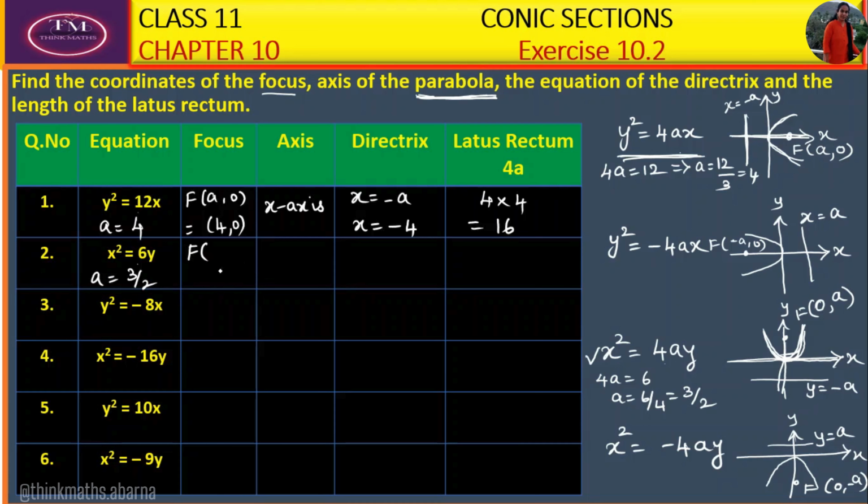Now what is the focus for this type of parabola? The focus is 0 comma a, which is equal to 0 comma 3 by 2. Which axis? Here the axis is the y-axis. So the axis is y.